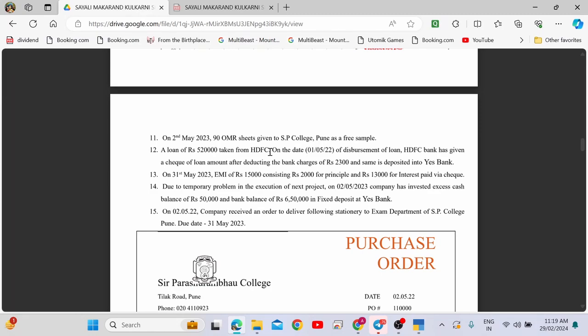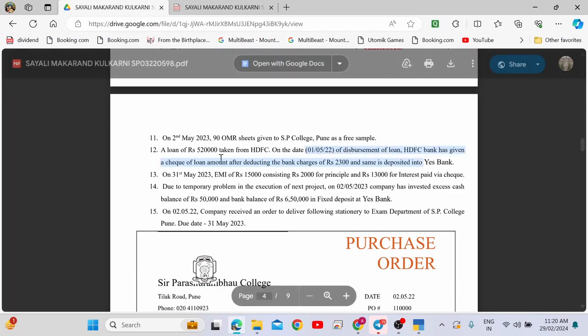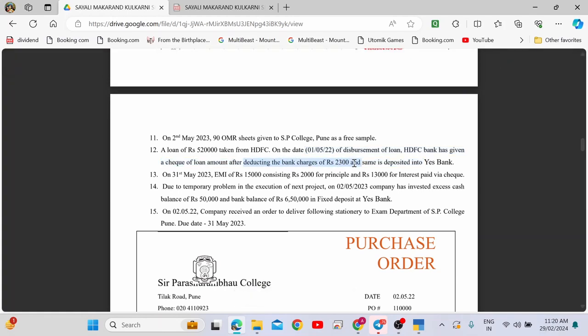You have to approach some other bank, and you approached HDFC. And HDFC agreed to give you a loan of rupees 5,20,000. You have got that loan on 1st May. Correct. HDFC has given a check of the loan amount by deducting bank charges of 2,300, and the same is deposited into S Bank. Have you understood the nature? What had happened here?